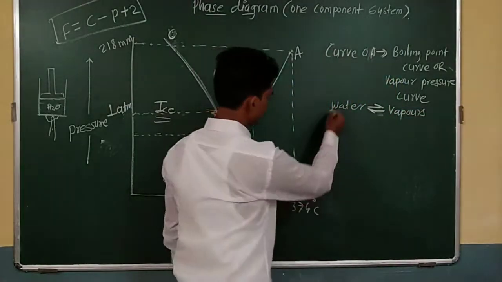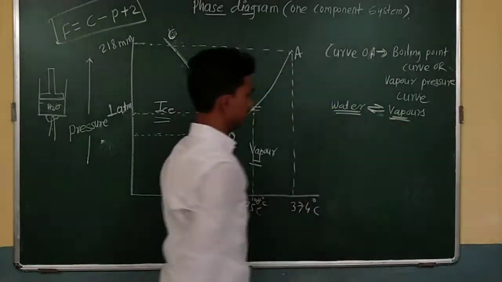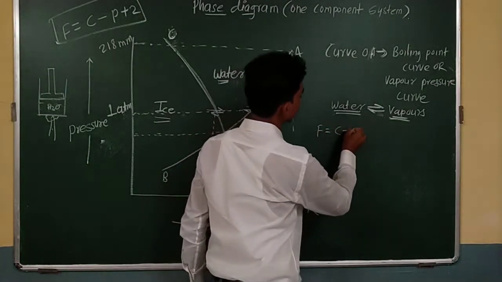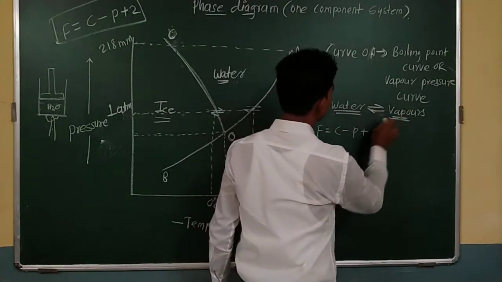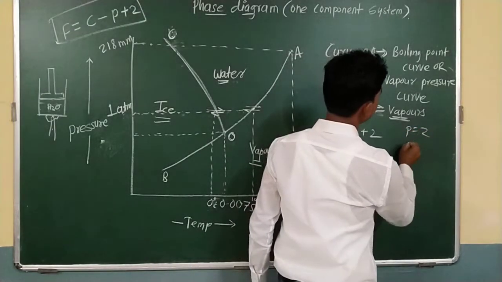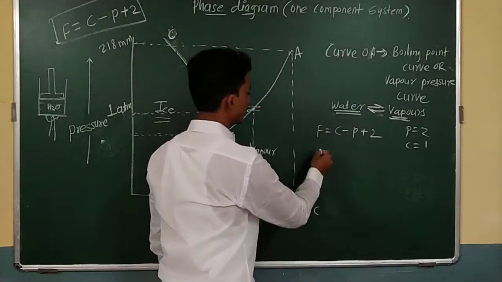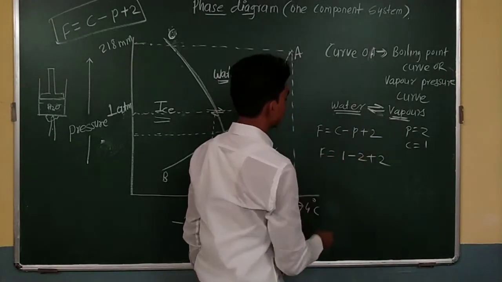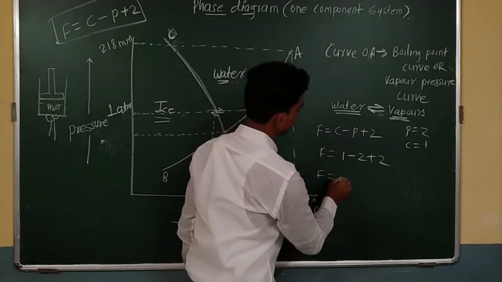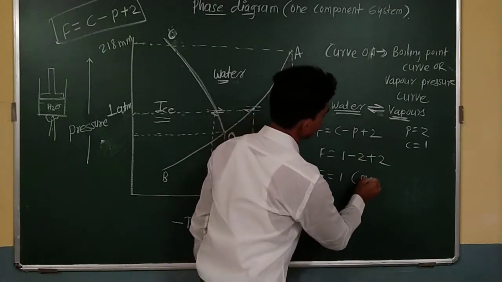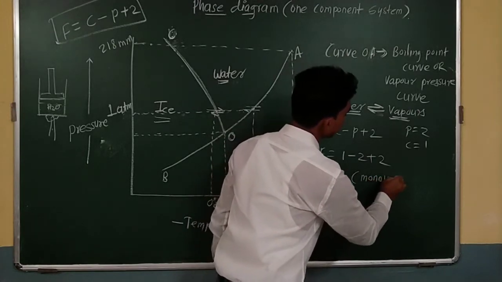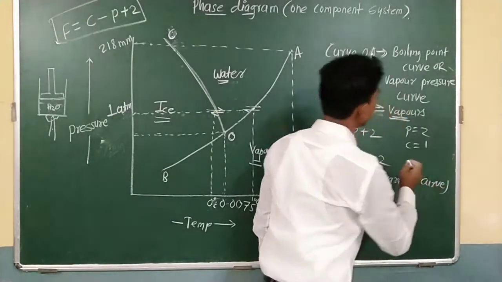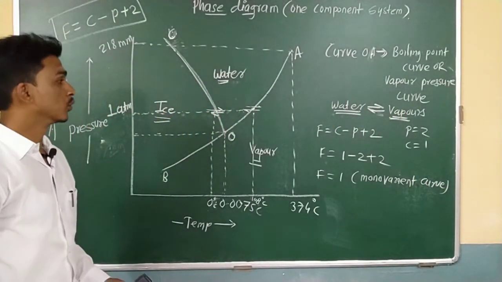And when I calculate the number of degrees of freedom, F is equal to C minus P plus 2. Here the value of P is 2, and the number of C is 1. So when I substitute, 1 minus 2 plus 2, what do we get? This is also 1. So we can say this is also a monovariant system. We can say this is a monovariant curve.